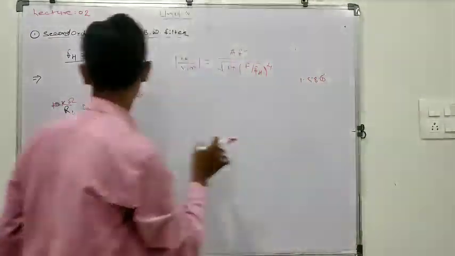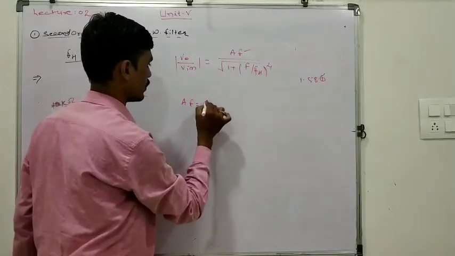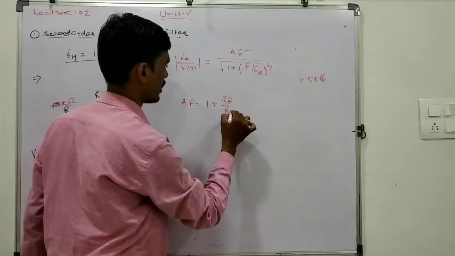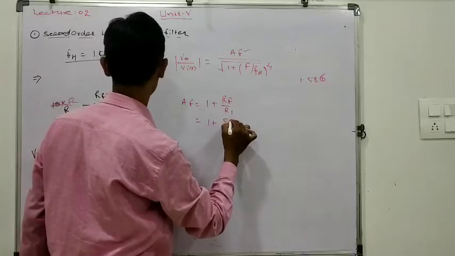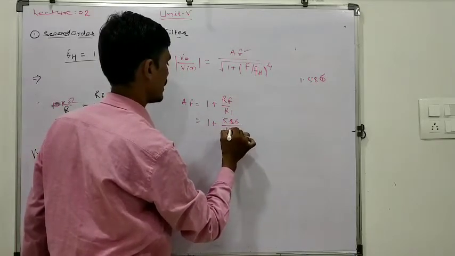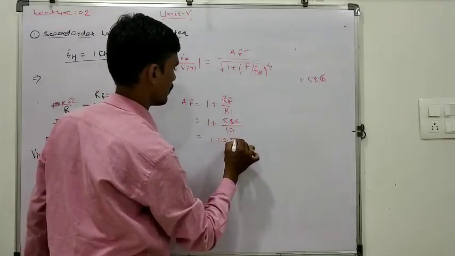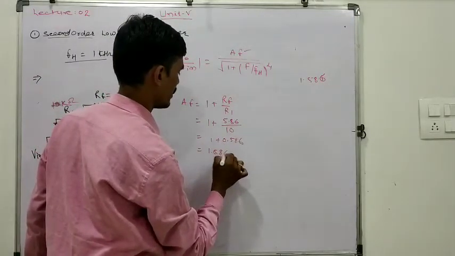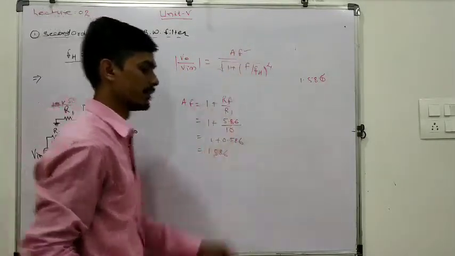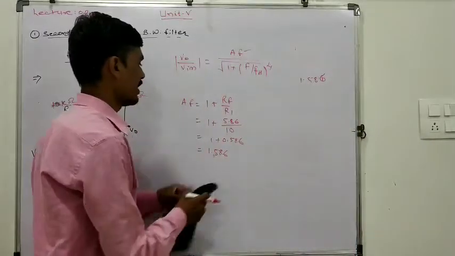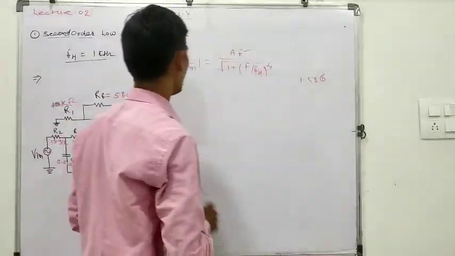We can easily find the 1.586 from this formula, that is AF is equal to 1 plus RF by R1. So 1 plus RF by R1 is equal to 1 plus 5.86 divided by 10, so it is 1 plus 0.586, so it is 1.586. Is it right? So that is the value of AF. Here we have to replace AF by 1.586. Okay, so that is not the issue.